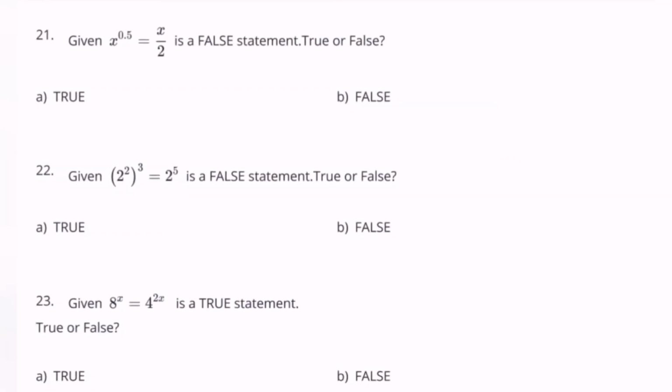Next, we have question 21. Given x to the power of 1 over 2, which is equal to x over 2, is a false statement. So for this question, the answer is true.